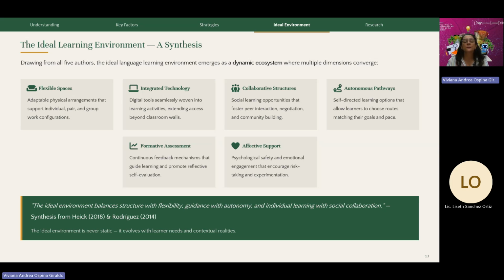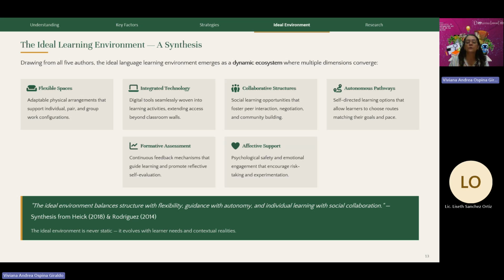Remember that if we think about the 5 authors from this particular task, stage 4, they all converge in the fact that a learning environment emerges from a dynamic ecosystem. So this dynamic ecosystem is multidimensional. Learning happens all the time, at all moments, but it is our responsibility to create those spaces through integration of technology, having formative assessment, continuous feedback.